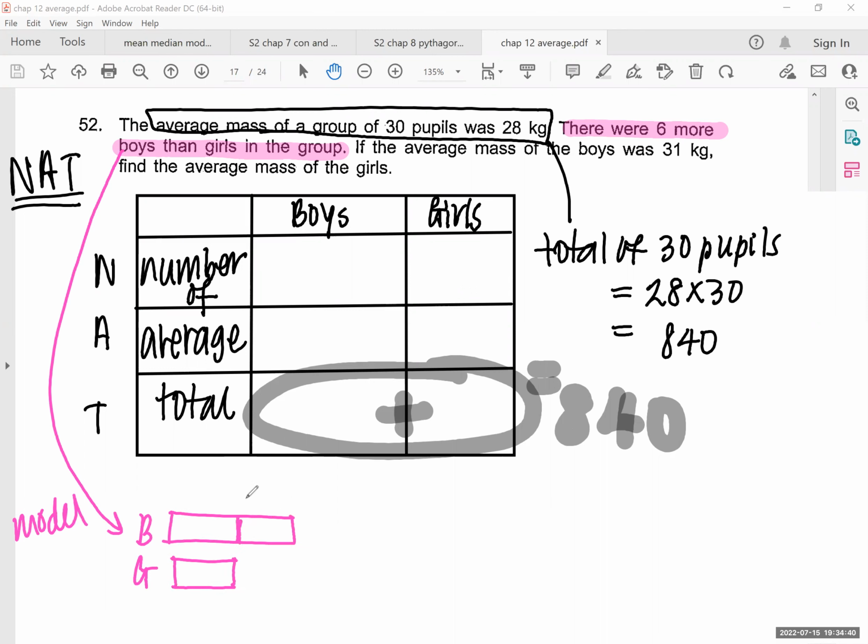And the difference is how much? 6. Do I have any more clues? Total is 840? No. There were 6 more boys than girls. So what other clues do I have for my model? The average mass of boys is... What are the clues I have to input in this model?